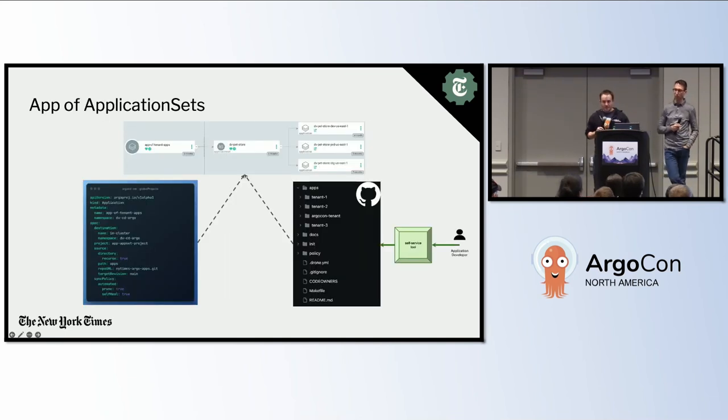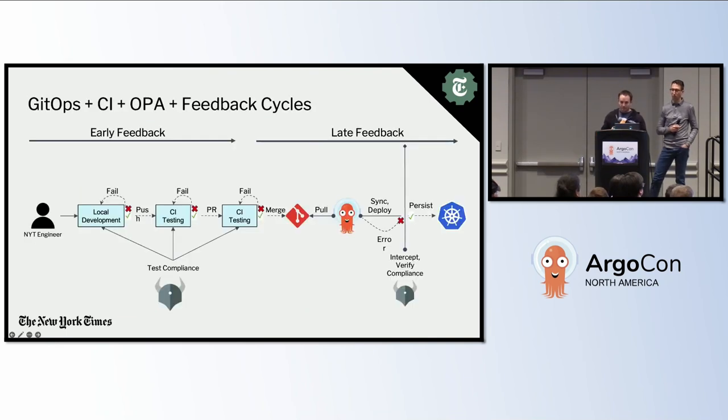One other implementation detail, as many people have seen before, like an app of apps pattern, we also do an app of application sets pattern. This further automates and facilitates our GitOps processes and workflows and makes the self-service capabilities of our developer platform possible. Finally, bringing it all together, we have our internal developer platform and Argo CD working together in beautiful GitOps fashion.